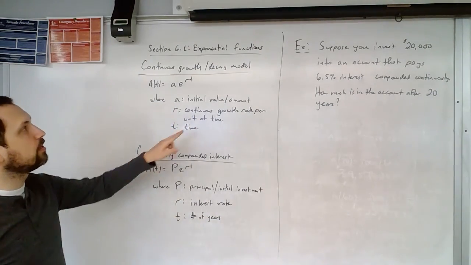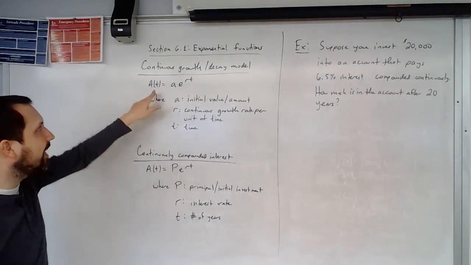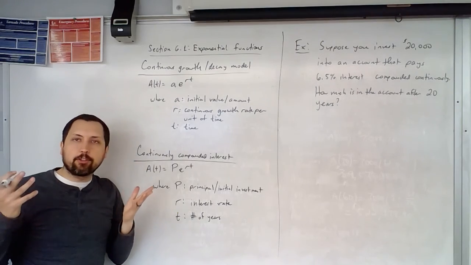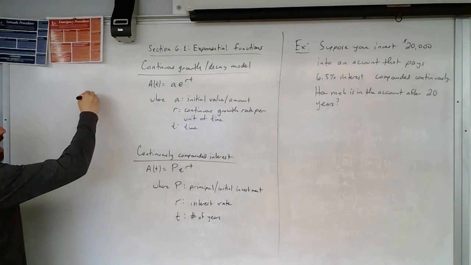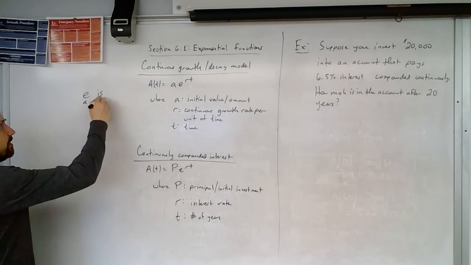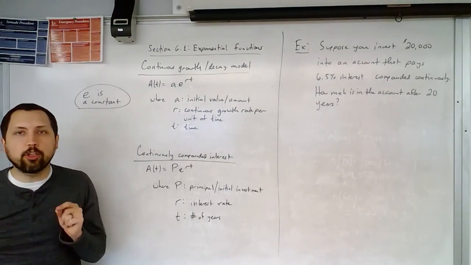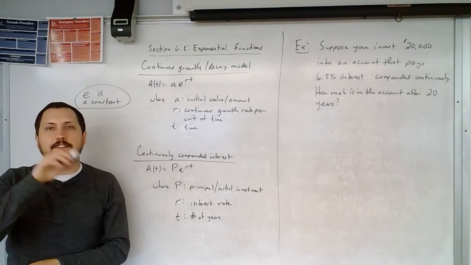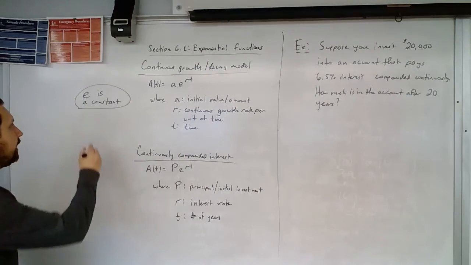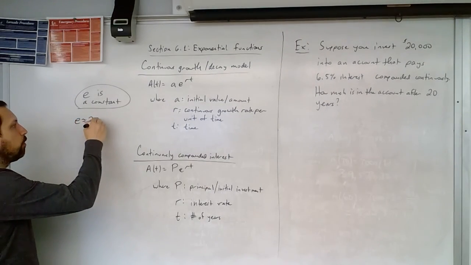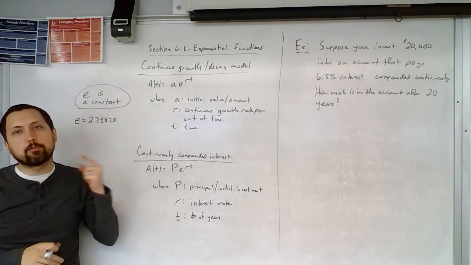So the continuous growth/decay model is A of t equals A times e to the rt. This A of t is the amount after some number of years. Now, this e is a constant. If you look on your calculator, you should see a button that says e, or e raised to some x power. e is just a number, roughly 2.718281828. It's a number between 2 and 3.